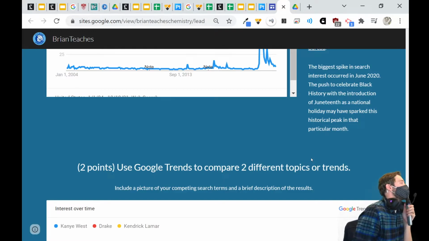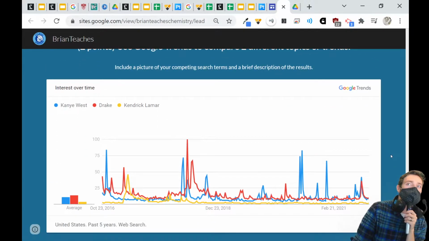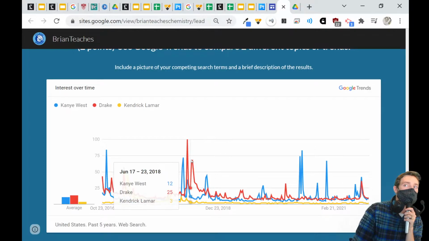You're also going to use Google Trends to compare search terms. So, for example, here's a comparison between those rappers over the course of 5 years. Who is more popular? Kanye, Drake, or Kendrick? Who is the most popular? Technically, actually, the most popular was Drake. Drake around, it looks like early 2018, May 2018, probably when he released an album.